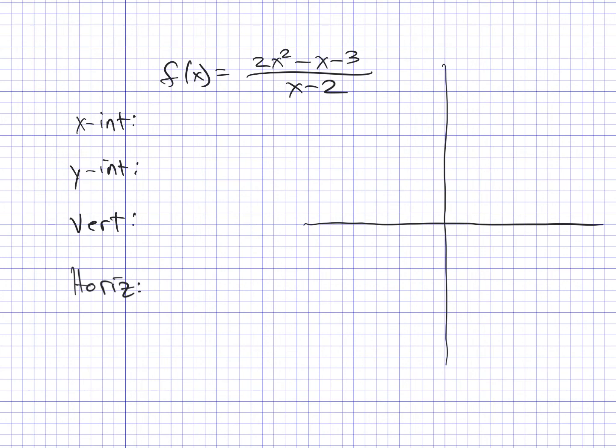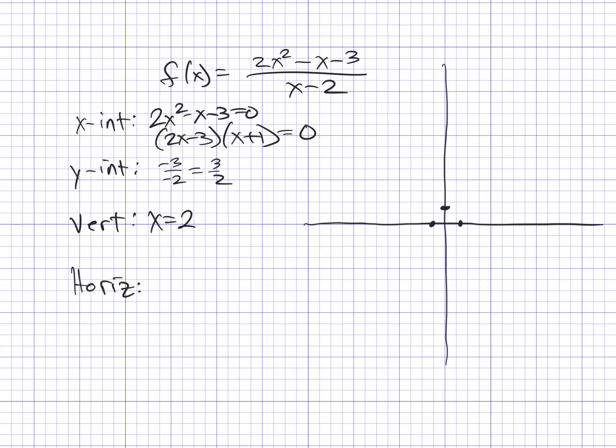All right, x-intercept: 2x squared minus x minus 3 equals 0. So that's 2x minus 3 and x plus 1. So your x-intercepts are at 3 halves and negative 1. The y-intercept would be negative 3 over negative 2, or 3 halves. Also, the vertical asymptote is x equals 2.